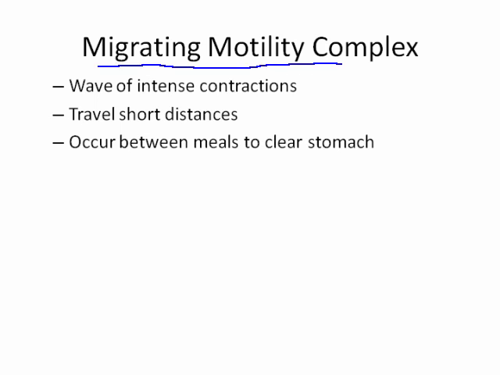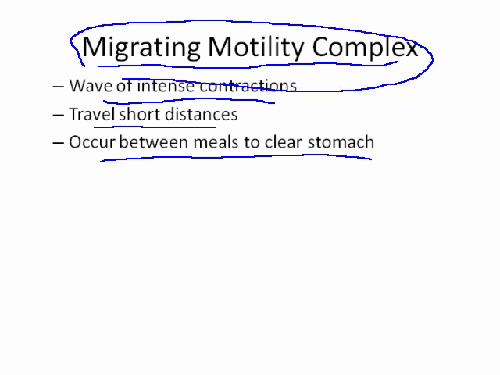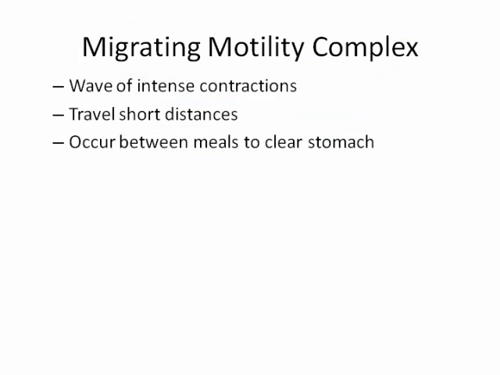We also have what's called a migrating motility complex. This is a wave of intense contractions. It travels short distances, and it occurs between meals to clear your stomach. You know, when we talk about your stomach growling, this is what is actually occurring, and you can actually hear this as the muscles contracting and the walls of the stomach rubbing against each other. If you think about the fact you're trying to empty the stomach completely to clear it, you could actually hear those rugae rubbing up against each other during this migrating motility complex, causing this growling noise and sensation.